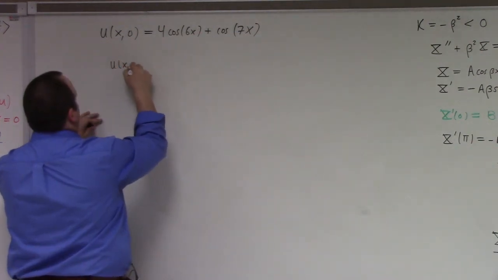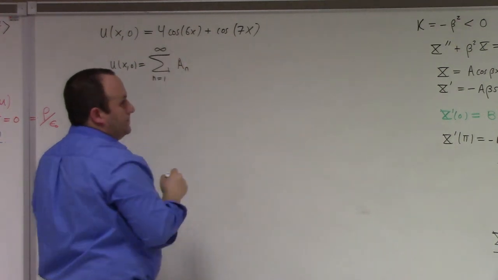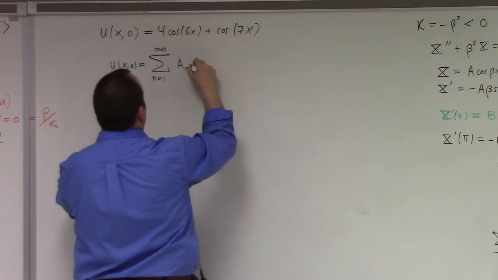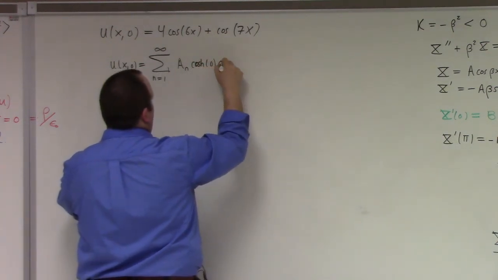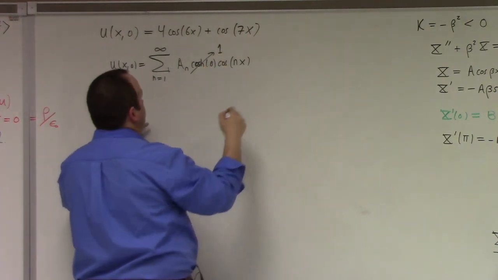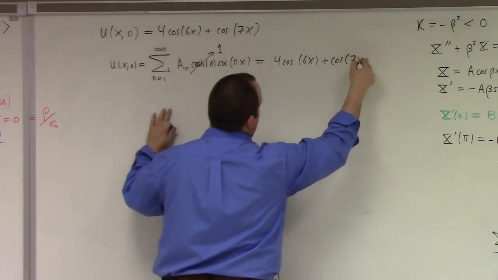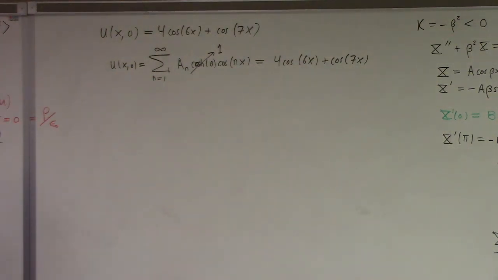So we have u of x, 0 is the sum from n equals 1 to infinity of a sub n cosh of 0 times cosine of nx. Cosh of 0 is just 1, all right? On the other hand, that's equal to 4 cosine of 6x plus cosine of 7x. This is wonderful because this is already a Fourier expansion of the boundary condition, right? We're given a Fourier cosine expansion of the boundary condition, which means we don't actually have to go through and calculate it. If this had been something else, I might have to actually find a Fourier expansion of it so that I could equate it to my blank template solution and pick out coefficients, yeah?